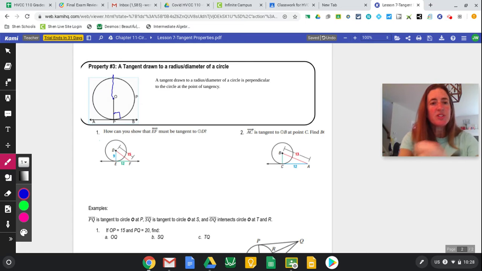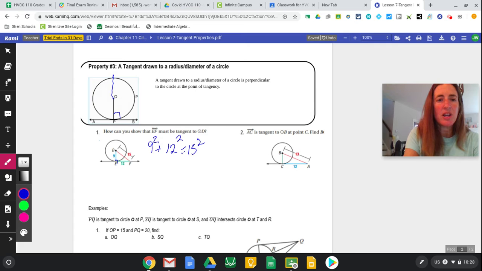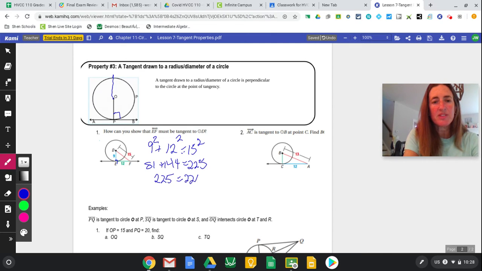And if we look at this first example, it says, how can you show it has to be tangent? Well, if it's got to be tangent, it's got to be a right angle, and we could use our good friend Pythagorean theorem. Because at this point here, 9 squared plus 12 squared should equal 15 squared. Well, I'm going to do my math on there. I got 81 and 144, and 15 squared is 225. If I add those together, 225 equals 225. So is it tangent? Yes, it is.